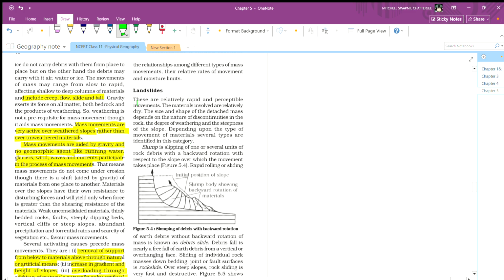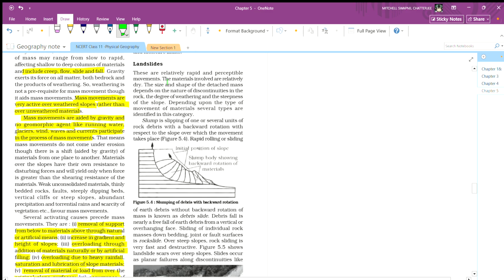Now, next one is landslide. This is also considered a mass movement. These are relatively rapid and perceptible movements. The materials involved are relatively dry. The size and shape of the detached mass depend upon the nature of discontinuities in the rock, the degree of weathering, and the steepness of the slope.